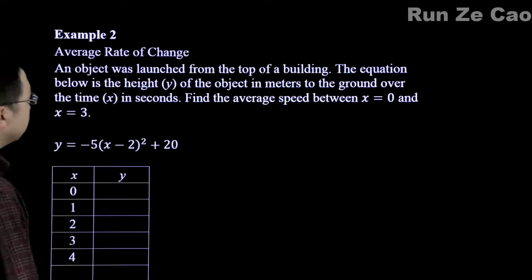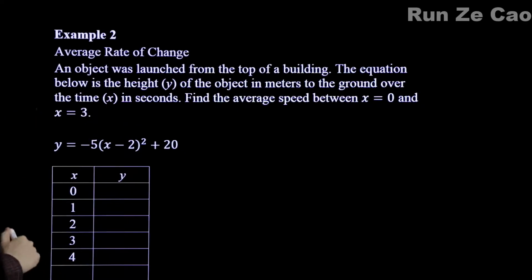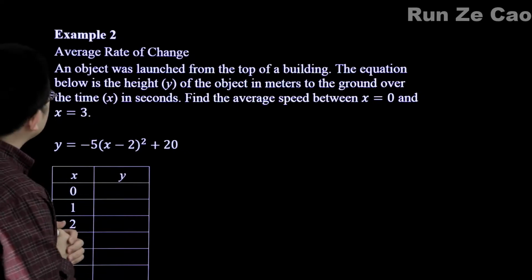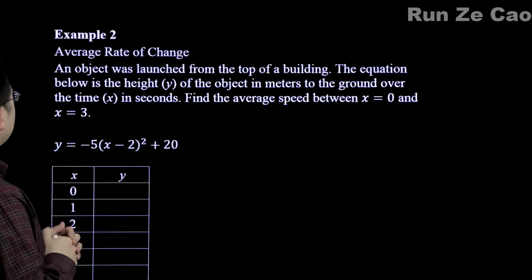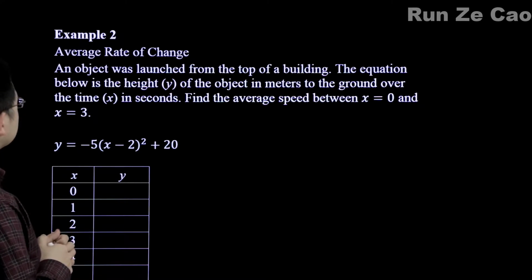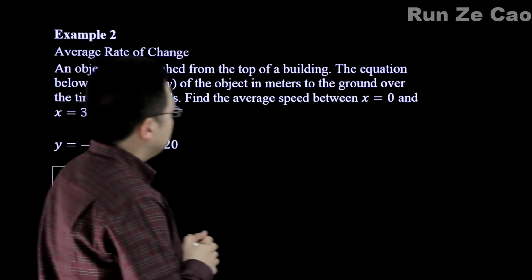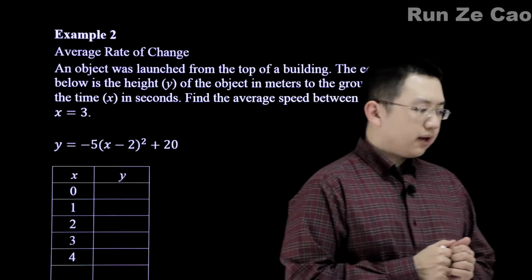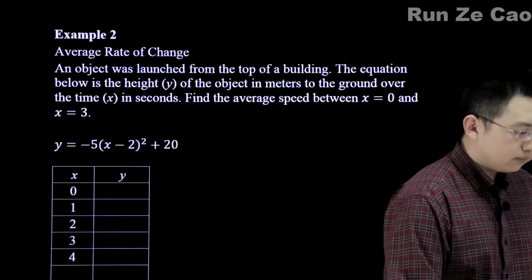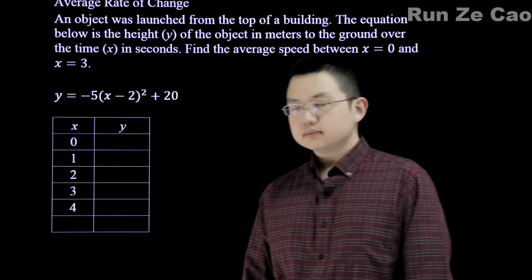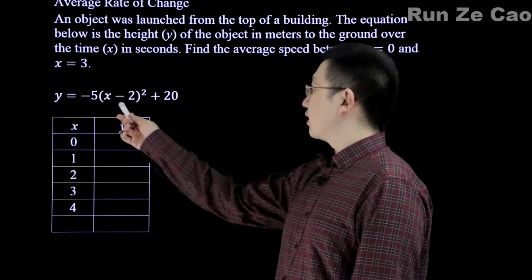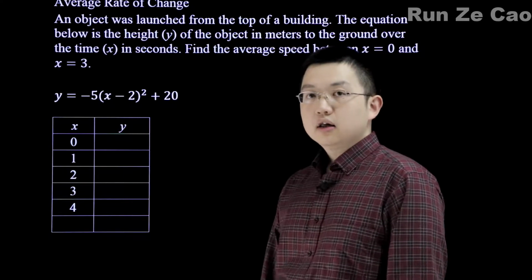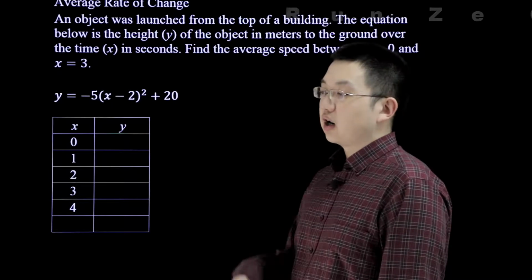All right, average rate of change. Let's launch another object from the top of a building. The equation below is the height of the object in meters over the time in seconds. Find the average speed between x equals 0 and x equals 3. Now, here we have x minus 2 squared. This does not imply that at this being less than 0, the object was not in flight.